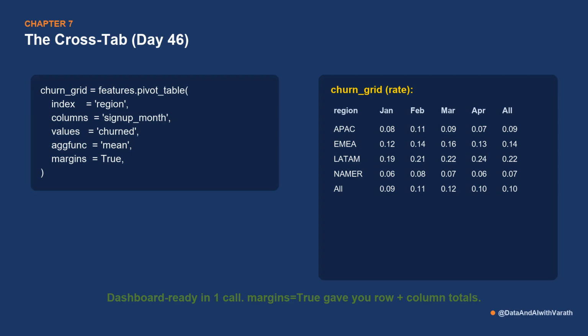The final report deliverable: churn rate by region and month. One pivot table call. Index is region. Columns are month. Values are the churn boolean, aggfunc is mean, which gives you the rate. margins equals True adds row and column totals for free. This is the exact shape leadership wants to see.